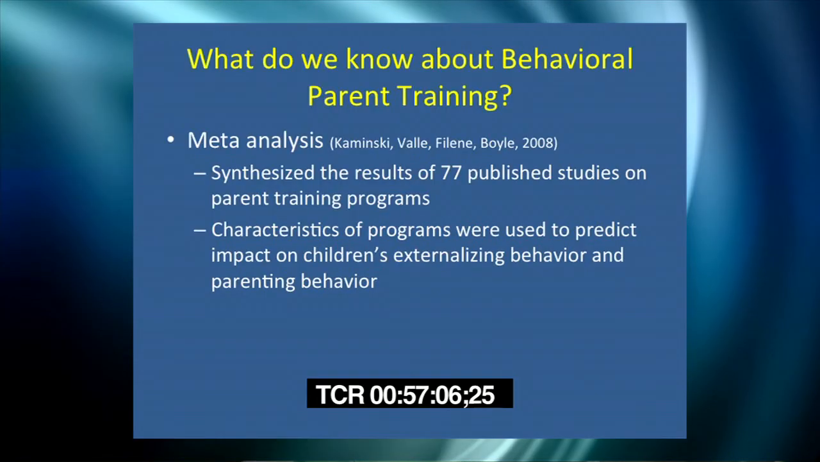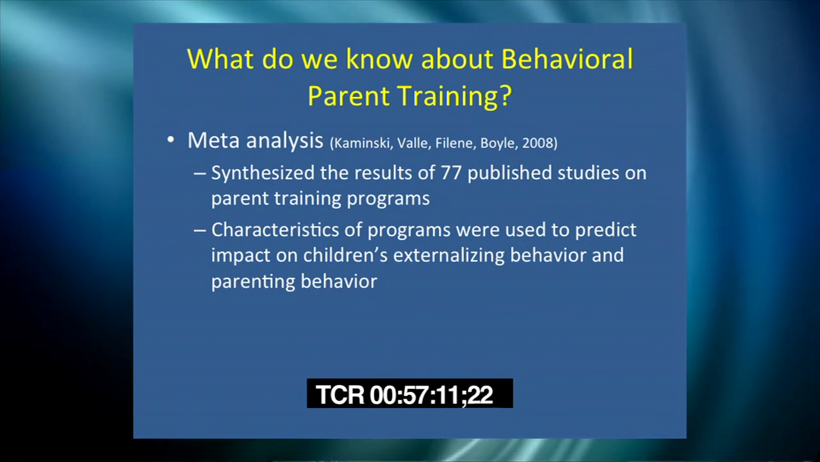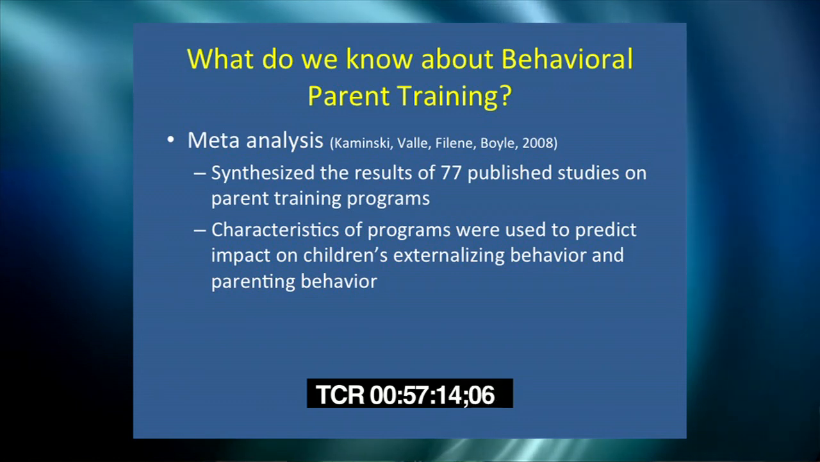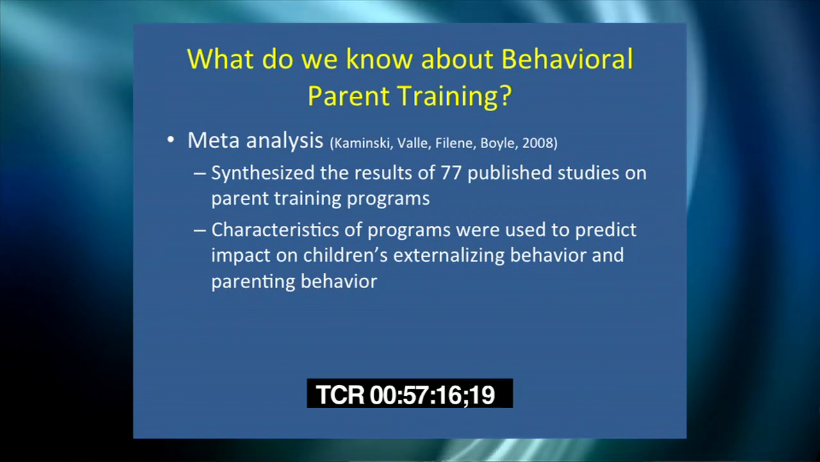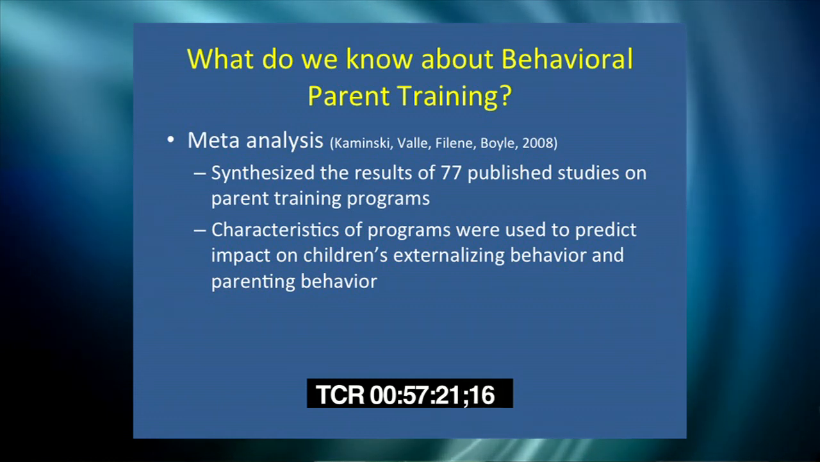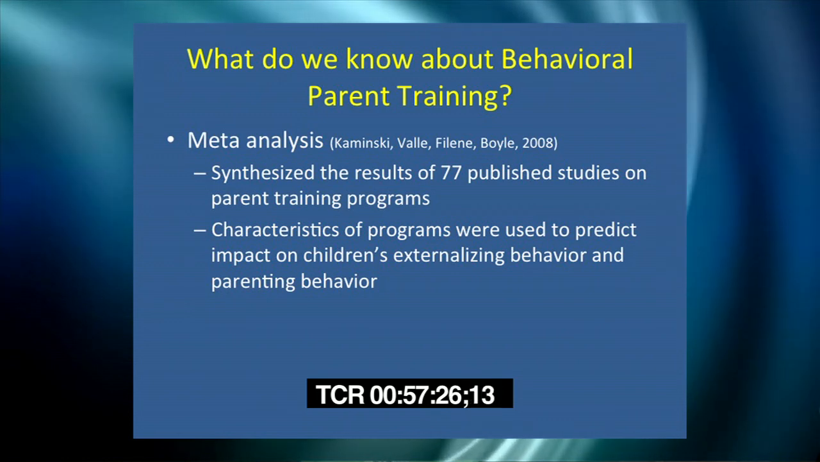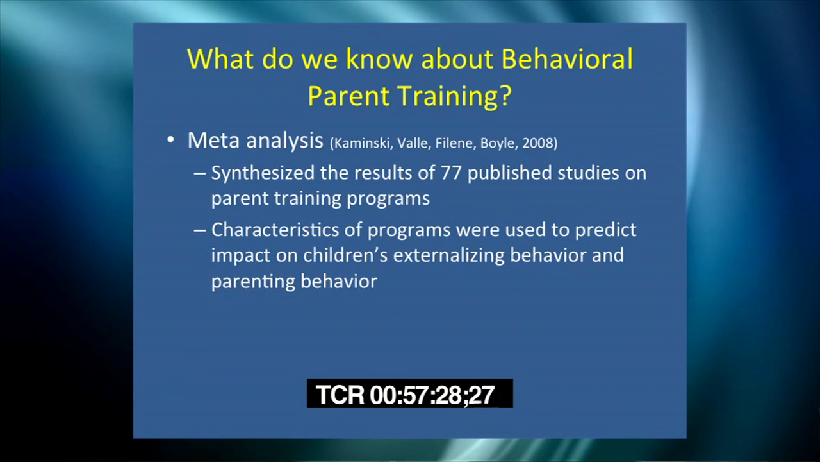So again, Chuck presented on this yesterday, and I won't belabor it too long, but I want us to be mindful of the common elements of behavioral parent training and the effective ingredients of behavioral parent training. So the meta-analysis that was done looked at different treatment components of behavioral parent training programs to find out what were the most effective components or the most effective ingredients, and the least effective components or least effective ingredients, across 77 published studies of behavioral parent training programs.